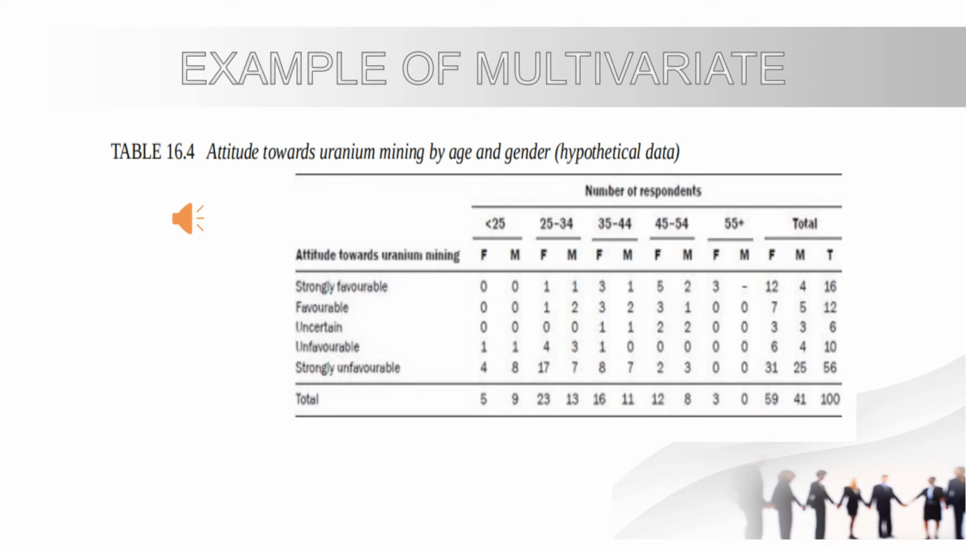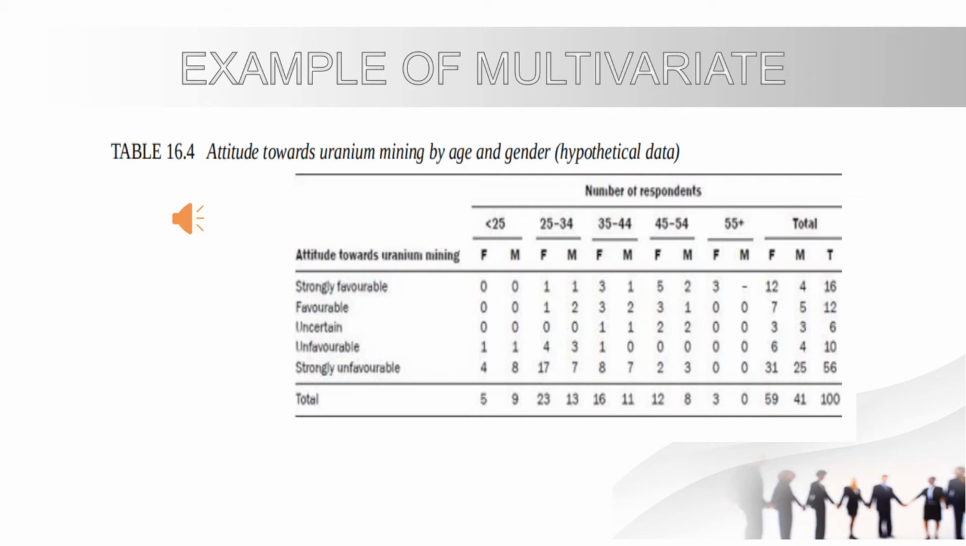So let's look at an example of another type of table, your polyvariate or multivariate, meaning it contains information about more than two variables. As you can see in table 16.4, you have the attitudes towards uranium mining by age and gender. This is hypothetical data. In the first column, you have your attitude towards uranium mining, and then you have the number of respondents according to age and gender. And you have gender here, male and female. So this is an example of your multivariate.